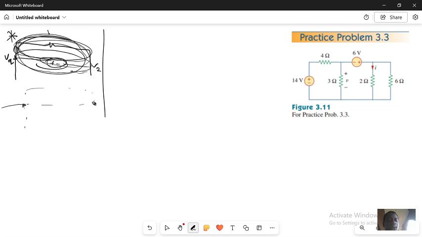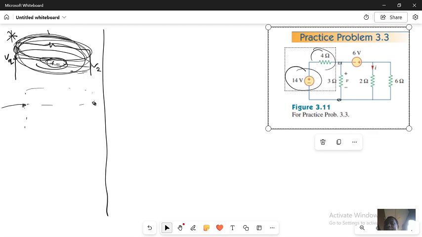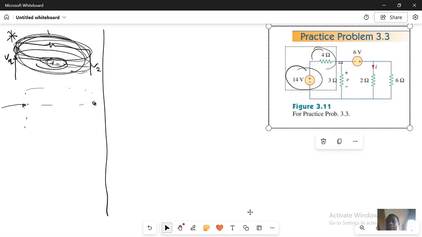Now, another example of this one. In this one, we have to be careful because this one is not a supernode. Why? Because there is an element here, so it cannot be a supernode. Secondly, because it's connected with no reference. We say that a supernode has to be connected with two non-reference nodes. So I cannot say this one is a supernode. So how can I solve it?